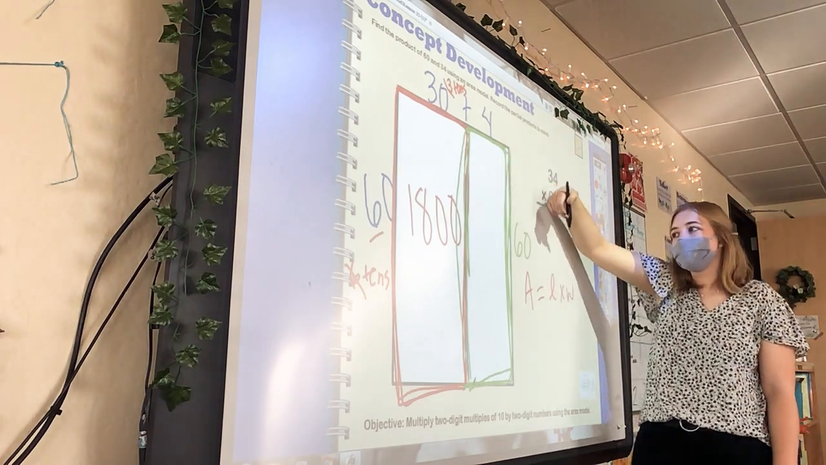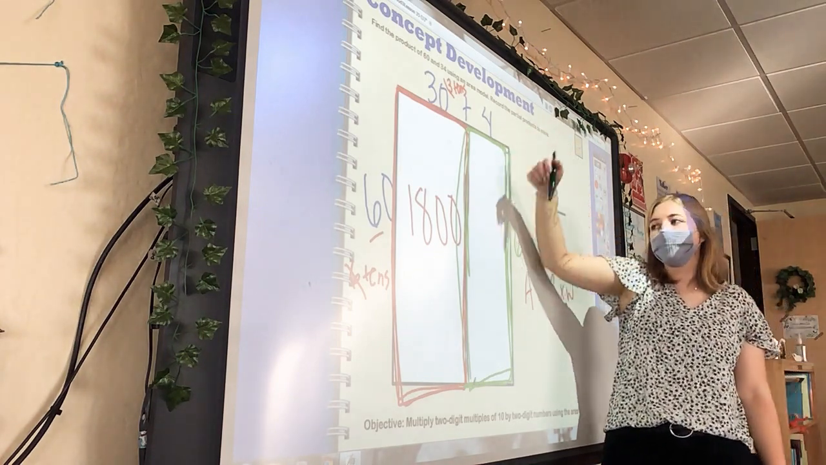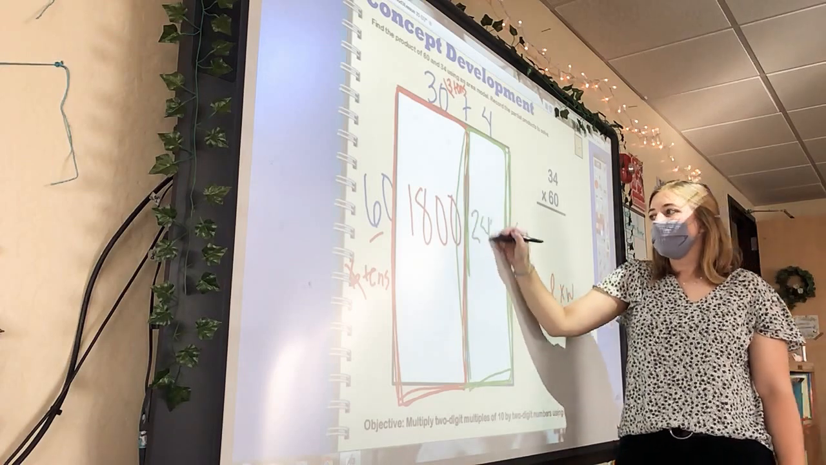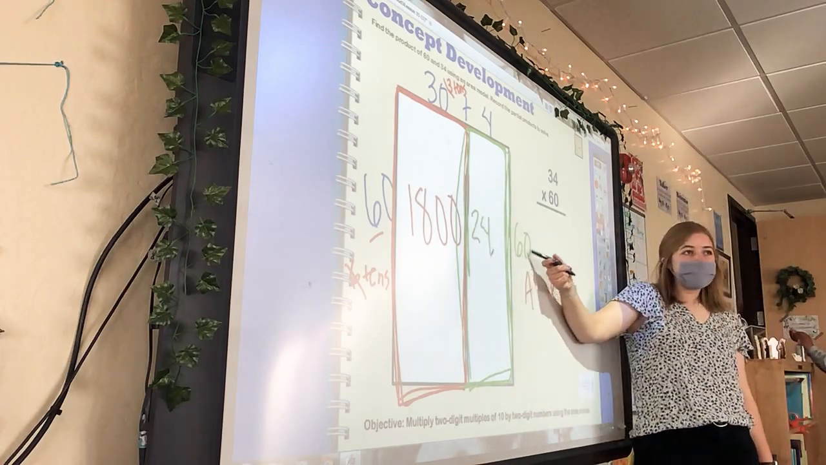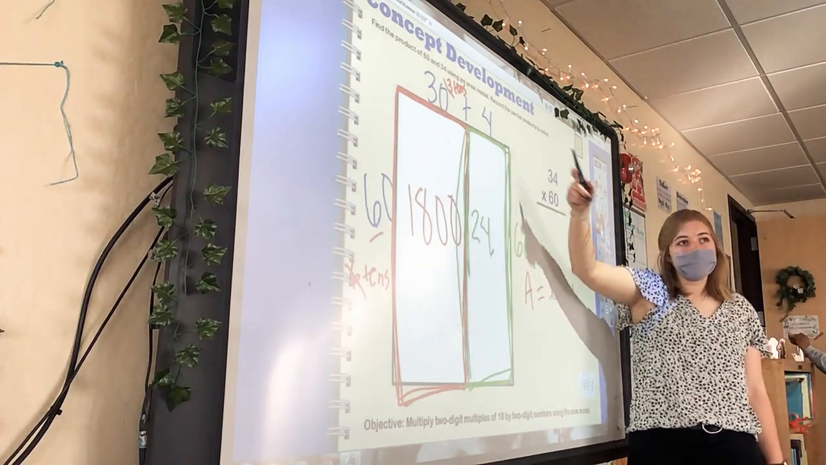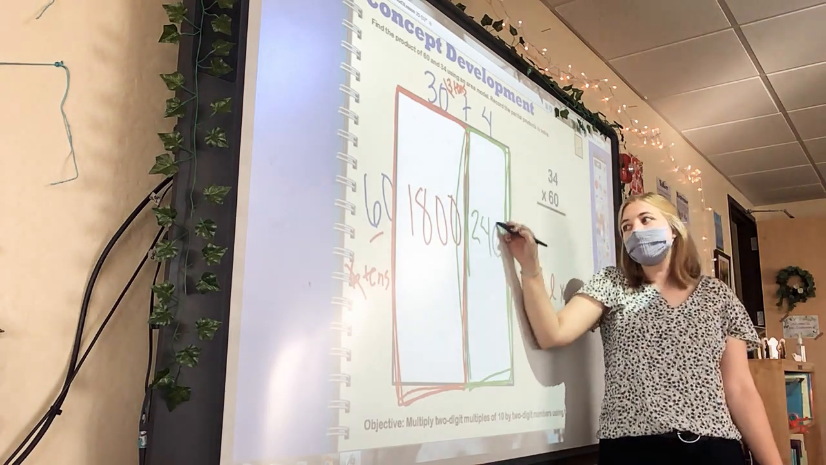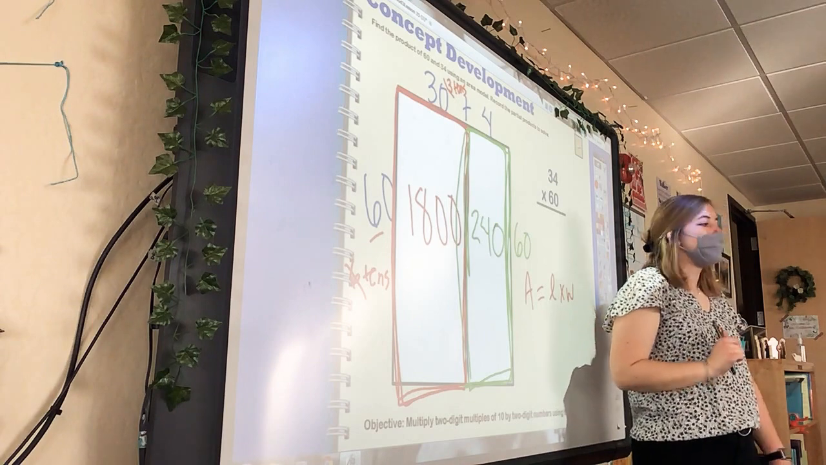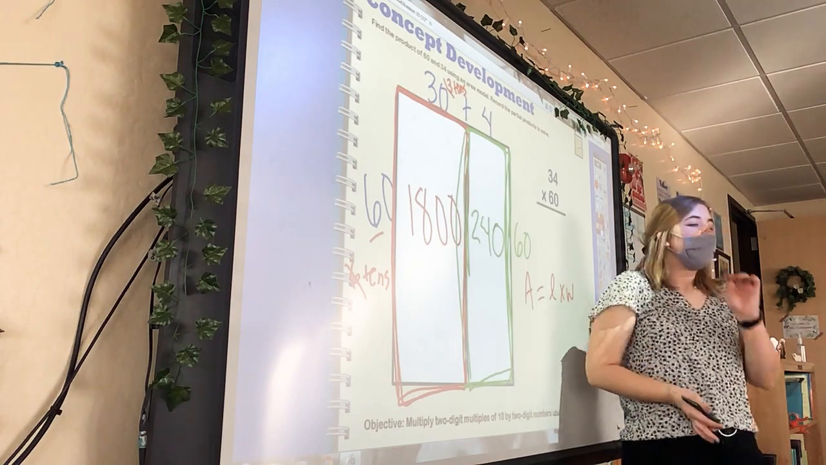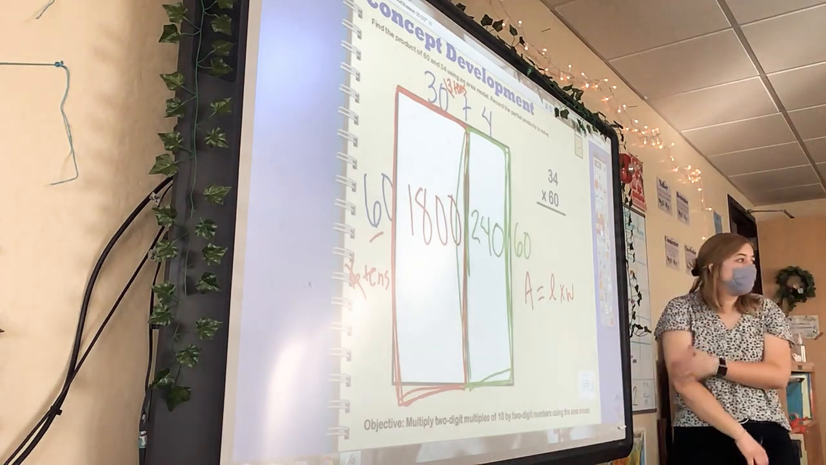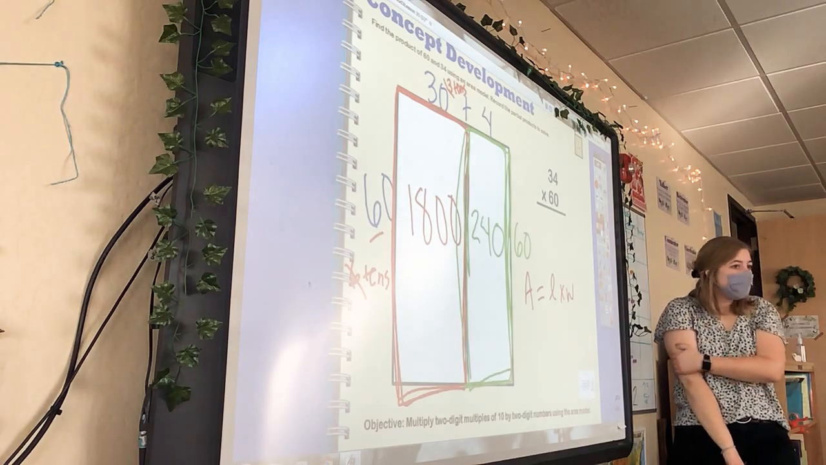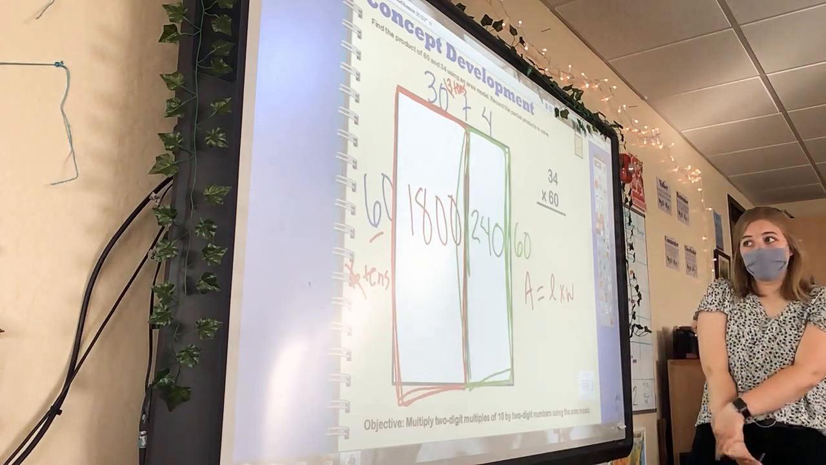So again, I can multiply the 6 times the 4. That gives me 24, okay? And then this is 6 tens, and this is 4 ones. So 10 times 1 is 10, right? So that gives me 24 tens or 240, okay? All right. Everybody good on how we got that? Yeah. Beautiful. Thank you.